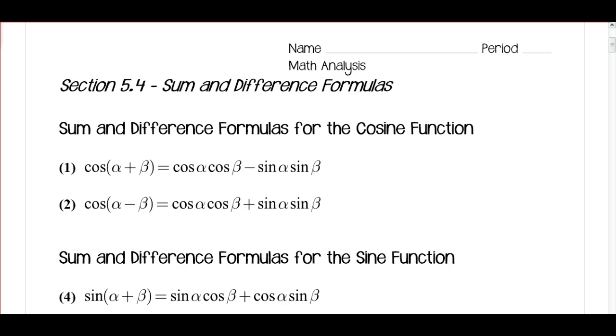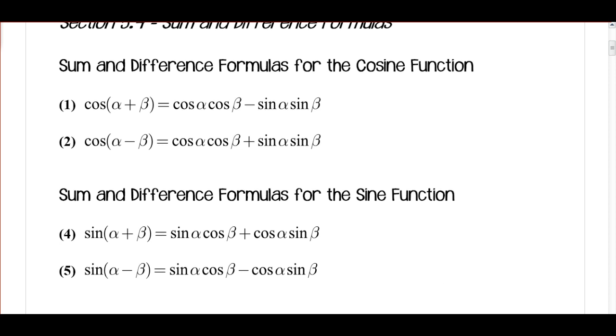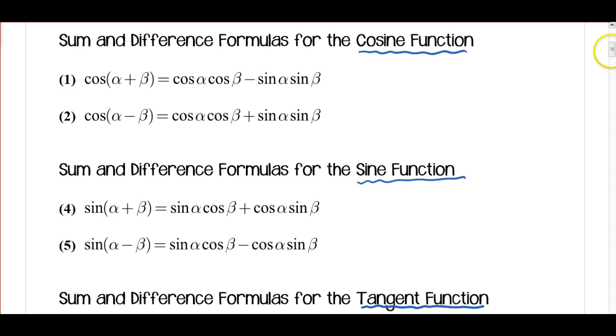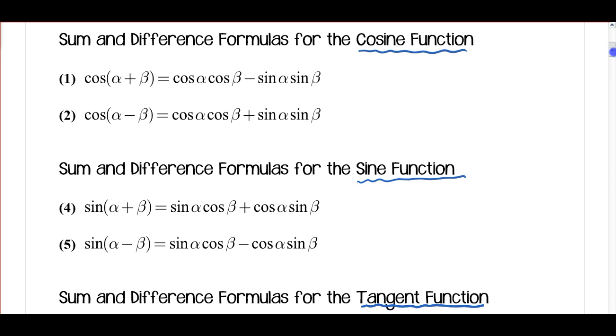So what we've got here is three sets of sum and difference formulas. We've got sum and difference formulas for the cosine function and for the sine function, and also down here for the tangent function. I'm going to go through these quickly, and then eventually we'll talk about the derivation of one of these. We don't really need to talk about the derivation of all of them.